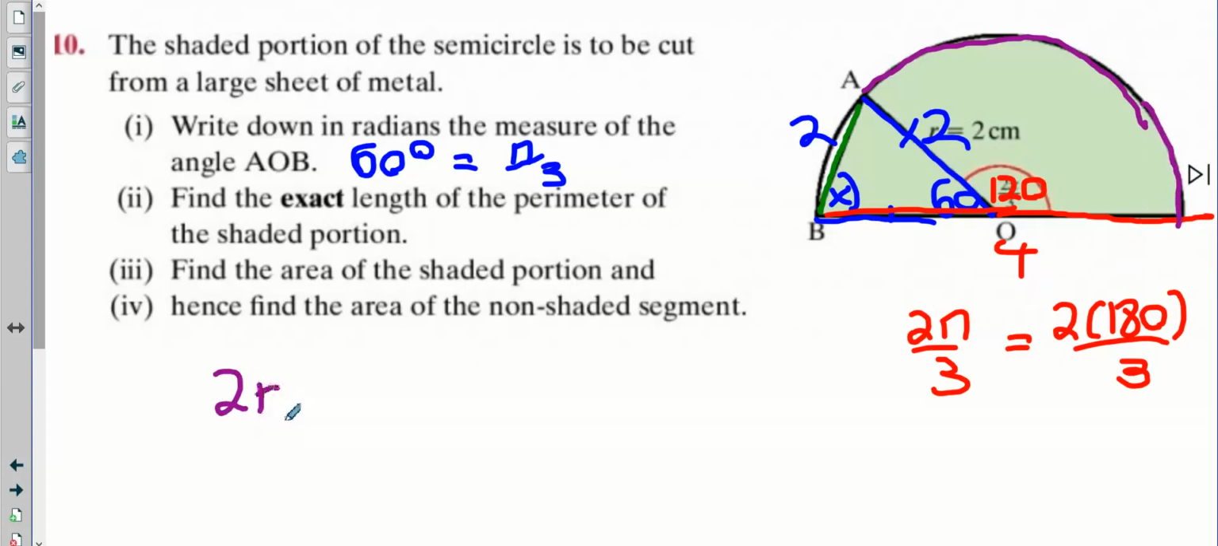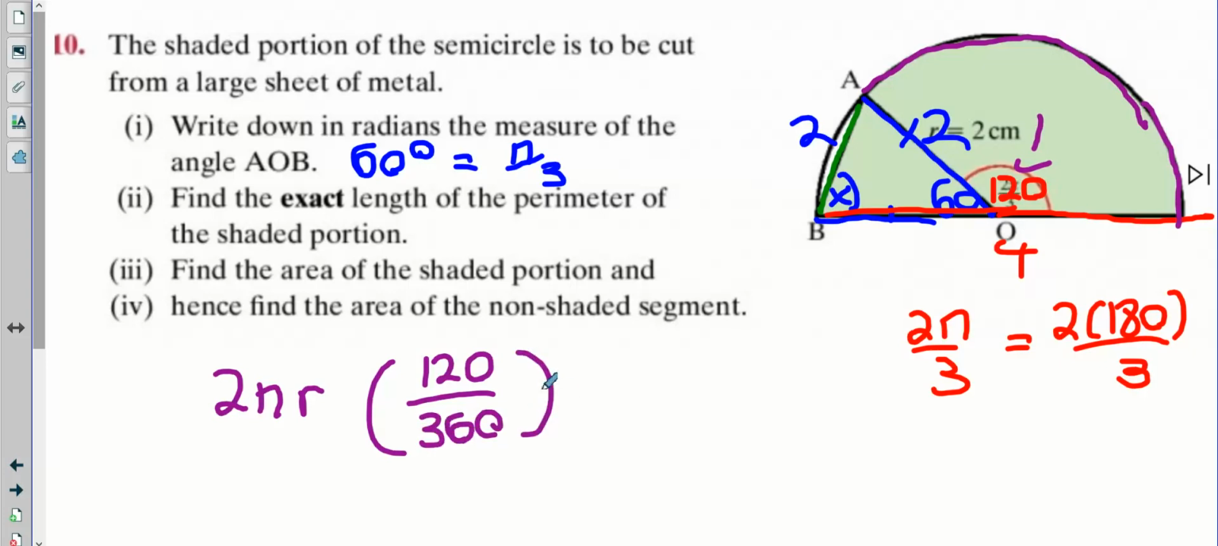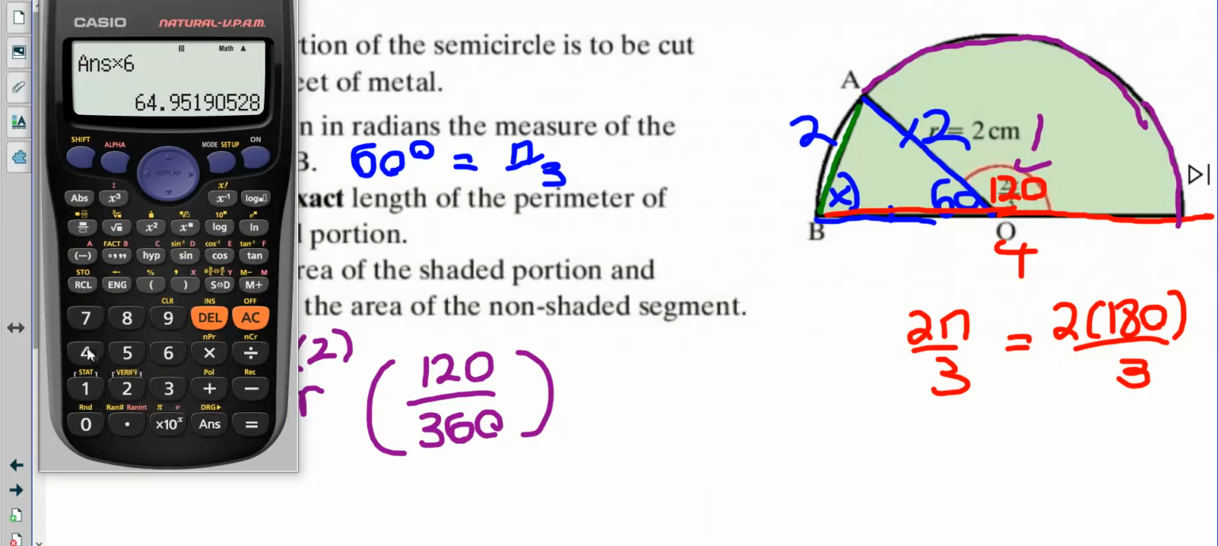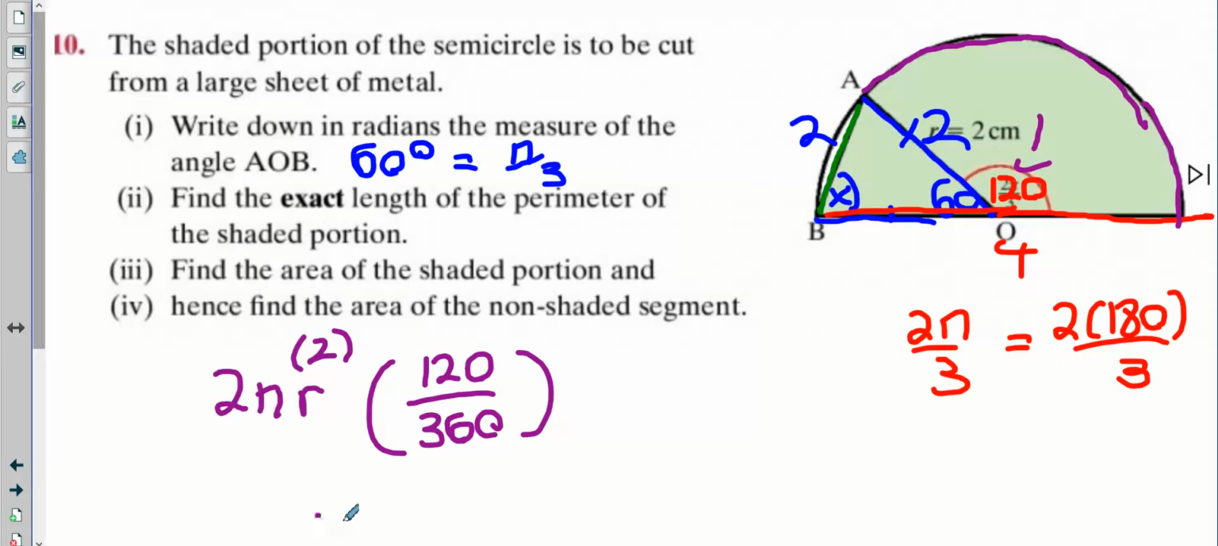It's 2 pi r, yeah. And what fraction of the full circle do I have? 120 degrees, which is 120 divided by 360, which is what you said. It's 1/3 of the full thing. And what is r again? 2. So 2 pi times 2, what's that? So that's 4 pi, yeah? And it's multiplied by 1/3, yeah? 4 pi over 3, otherwise known as 4.19.